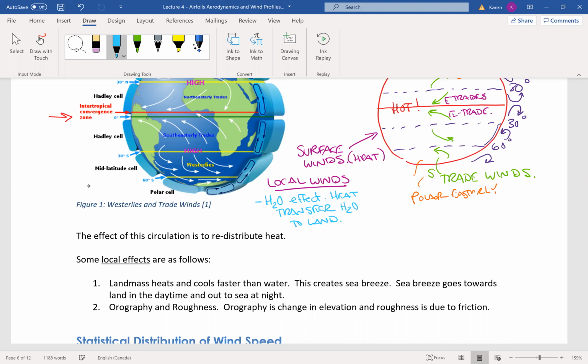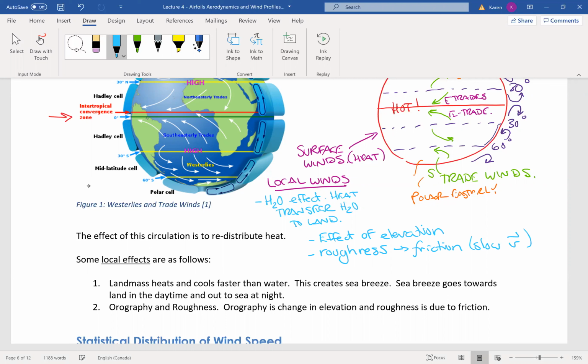And then you also have orography, so the effect of elevation is going to cause that wind to be accelerating or decelerating around changes in elevation. And then you have roughness. And roughness on land is going to make friction, which is going to slow down the velocity.